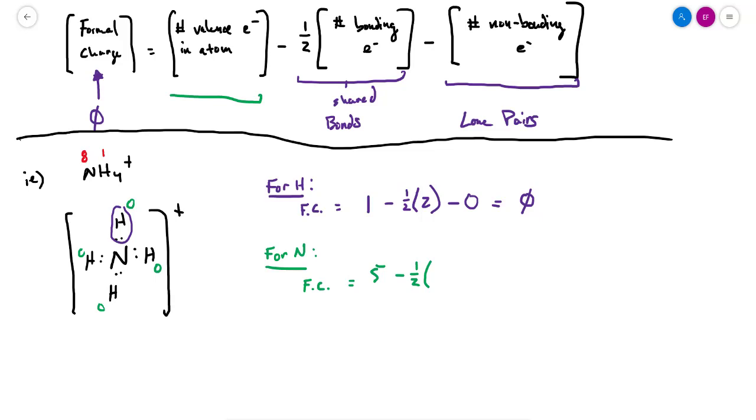It's the central atom, so it's got 2, 4, 6, 8 that form this bond. So all 8 of those. And then we're going to subtract any non-bonding electrons, in this case 0 again. So this will be 5 minus 1/2 times 8, which is 4, which would give us a formal charge of 1. So I'll put a +1 on that nitrogen.